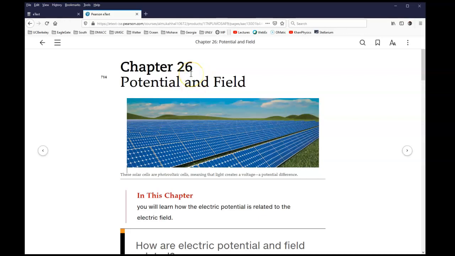Actually, this chapter has two topics here. The first topic is the relationship between the electric potential and the electric field, and the other topic is about capacitors. Okay, so in this video lecture, I'm going to be dividing it into two parts. The first part is the relationship between potentials and field, and the other part is about capacitors. So let me start with potentials and field.